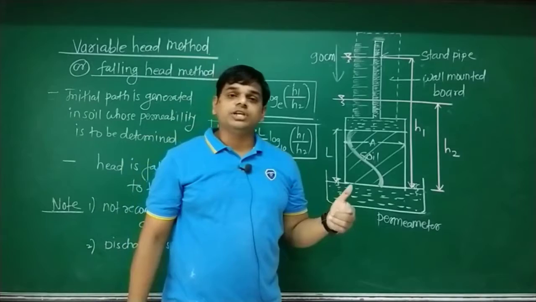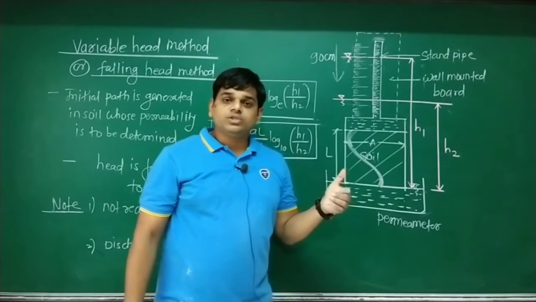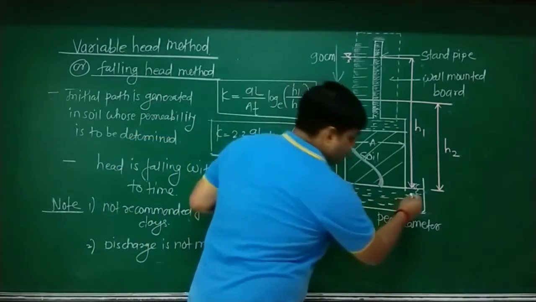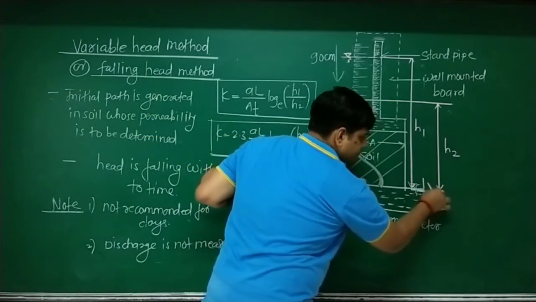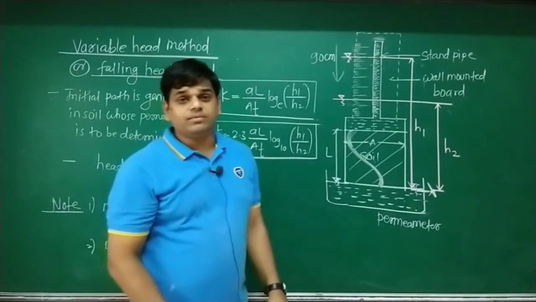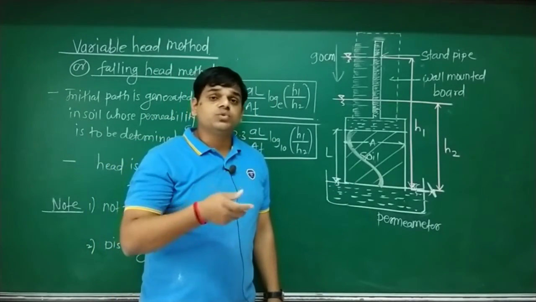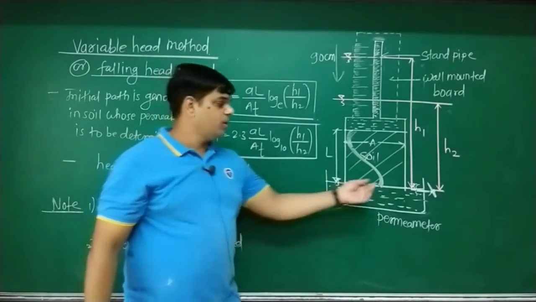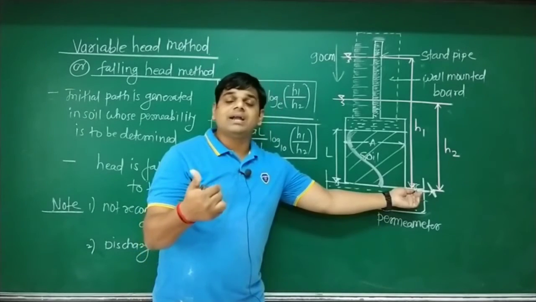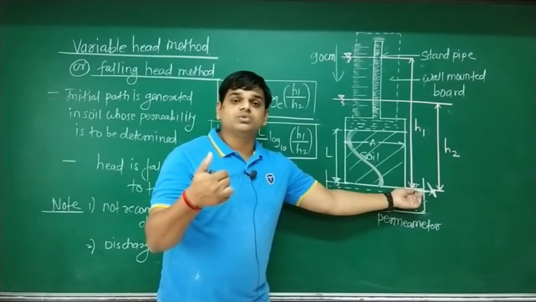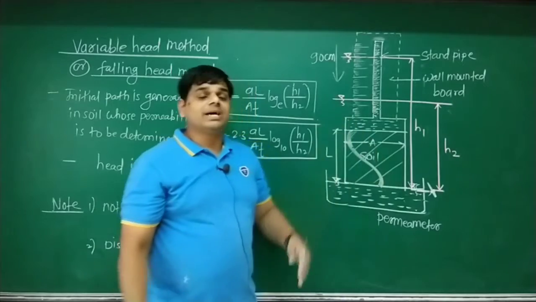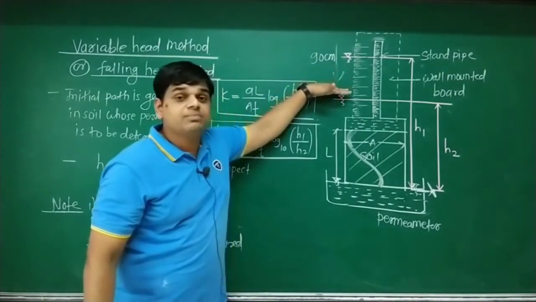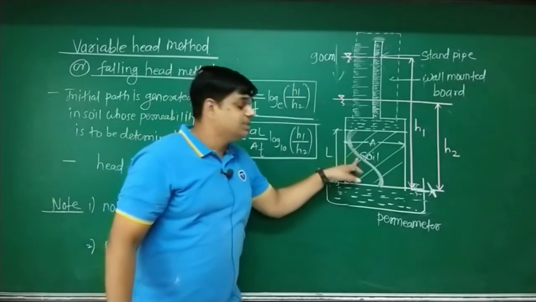Now take the stopwatch in your hand, and once you start the stopwatch, you have to release the water. Outside the permeameter there is a cork, a tap, which is used for closing and opening the water outlet. Hold one hand near the tap and the other hand on the stopwatch. As soon as you start the stopwatch, release the knob so that the head from 90 centimeters starts decreasing in a downward direction, because the water starts seeping through the seepage path.